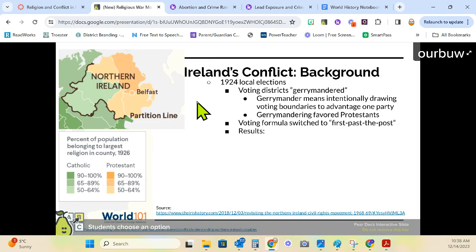Now, first past the post is a racing analogy. And the idea here is if Justin and Isaiah are in a foot race, whichever one passes the finish line post first is the winner. It doesn't matter if Isaiah beats Justin by 5 feet or 55 feet. He is the winner. As a result of this, the Protestant Unionists get control of more than roughly 6 out of every 7 local governments in 1924.